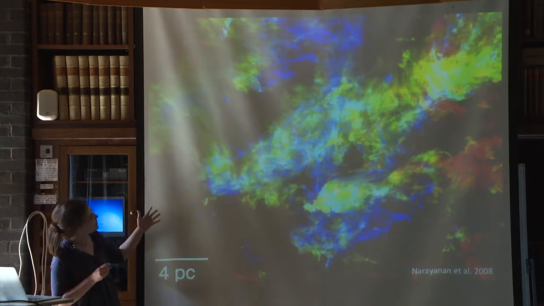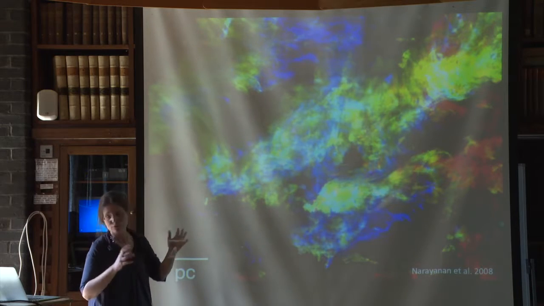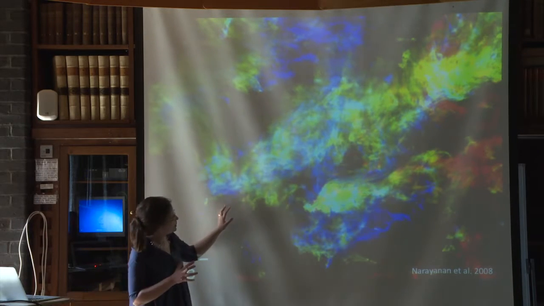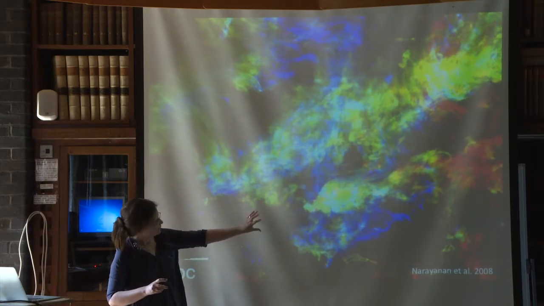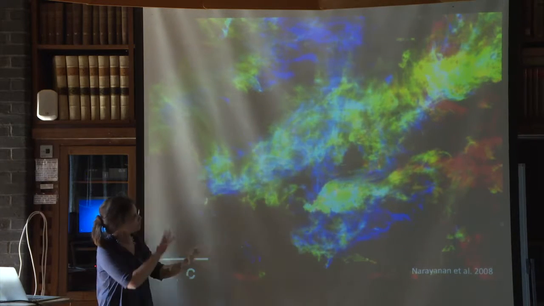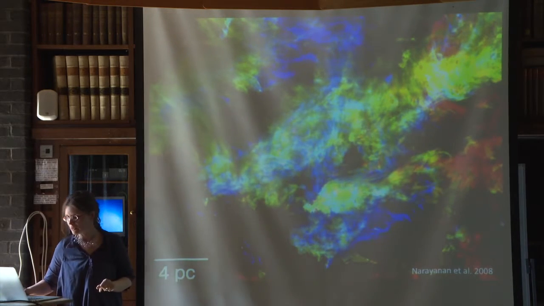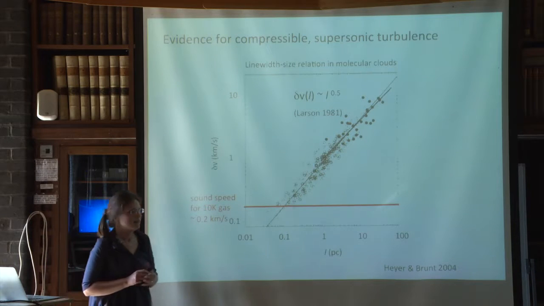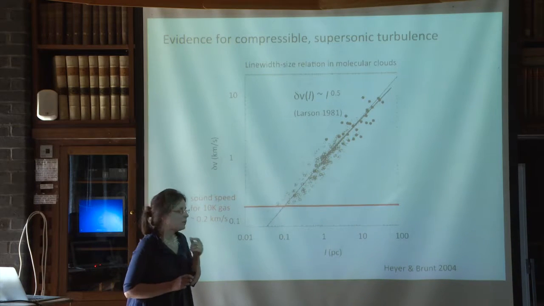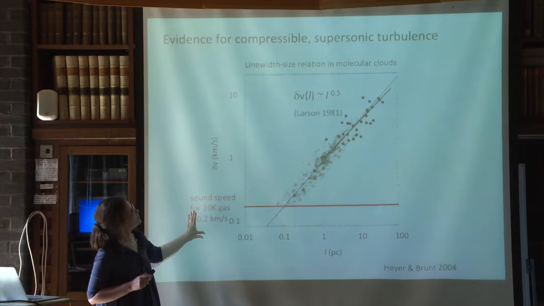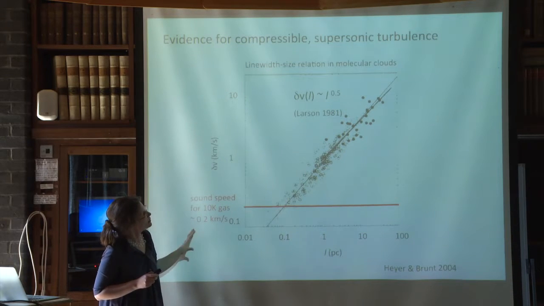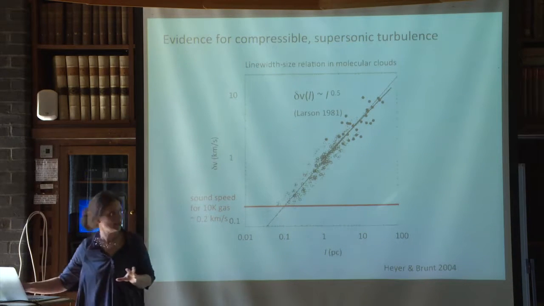So here I think the green is everything moving between 0 and 5 kilometers a second. The blue is between 5 and 7 kilometers a second. The red, up until 12 kilometers a second. So you're seeing that there's vast dynamics. You can quantify the dynamics of the molecular cloud by making this famous plot. So this is what is called the line width size relation in molecular clouds.